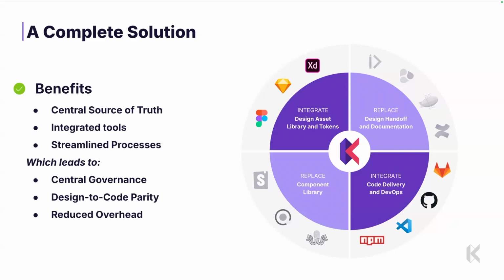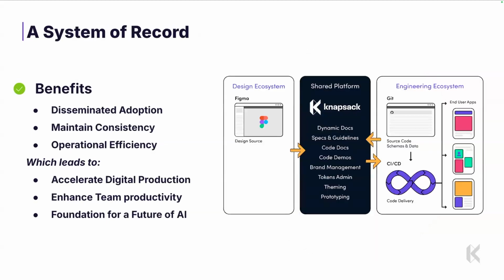When we're able to bring it all in one place, we're able to create a central source of truth and have integrated tools that help streamline processes and reduce a lot of the manual upkeep by simply connecting into these sources. This leads to better governance, design to code parity, and reduced overhead of not having to maintain multiple systems and making sure things are kept up to date.